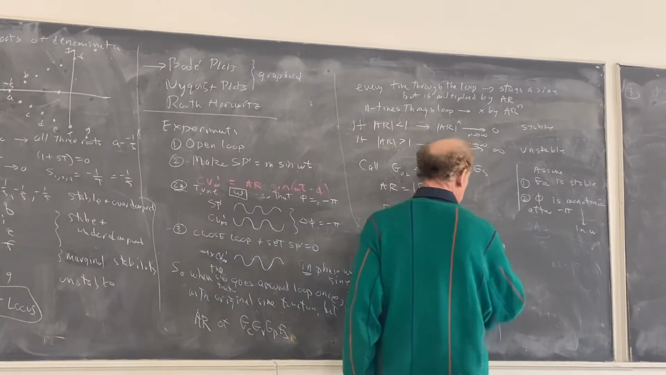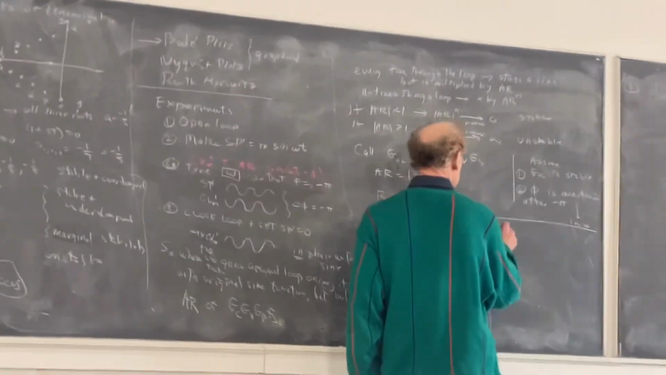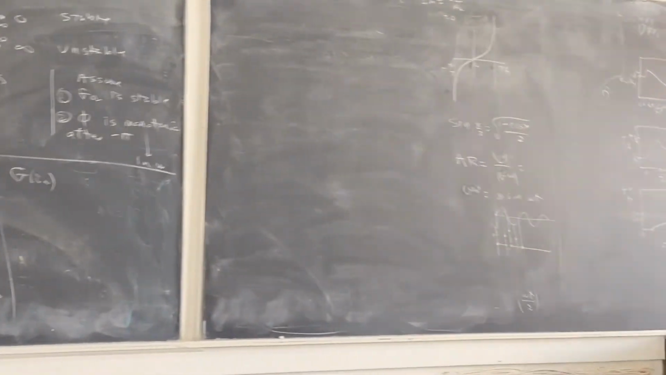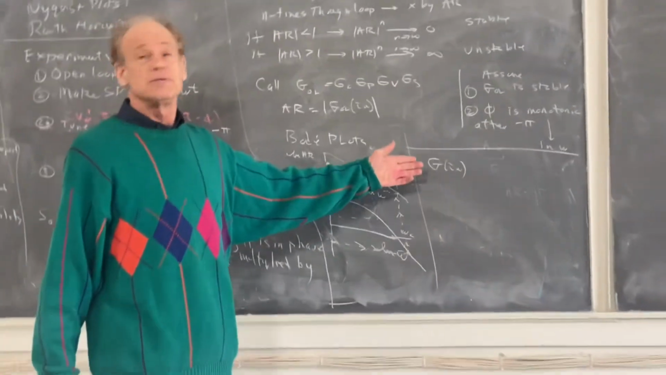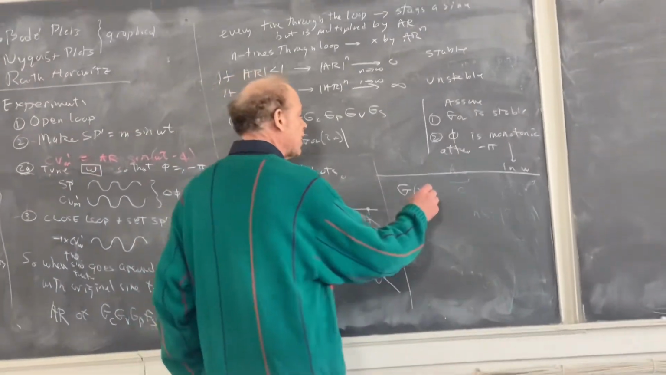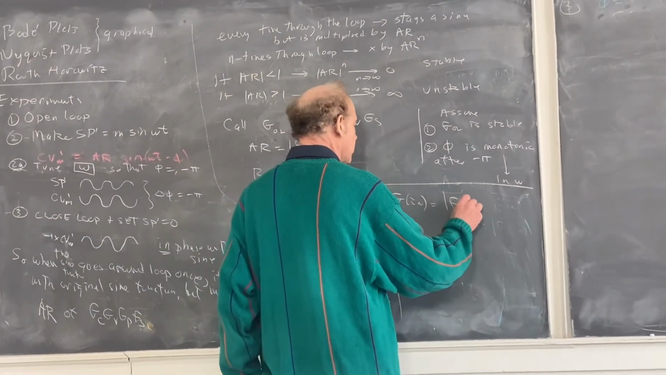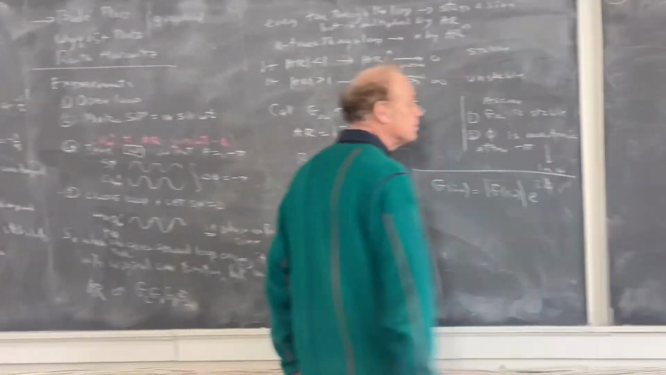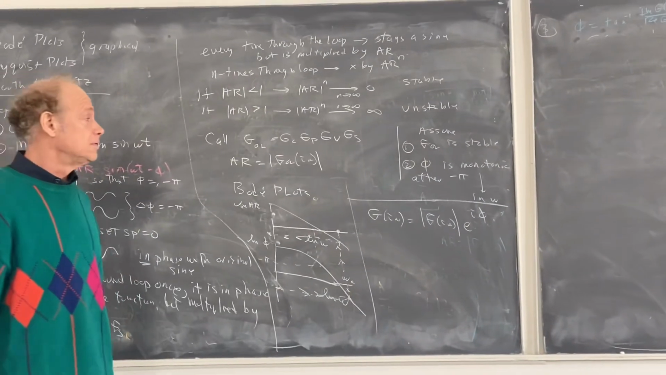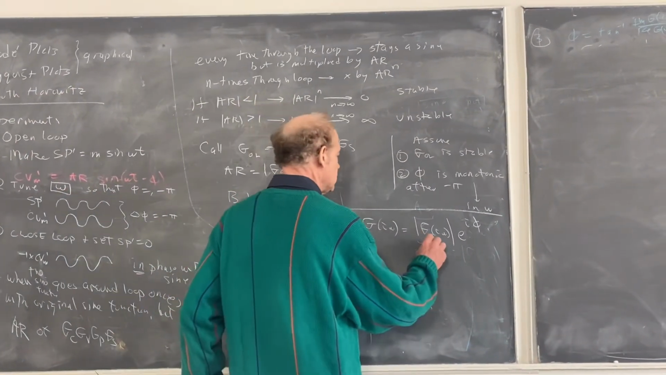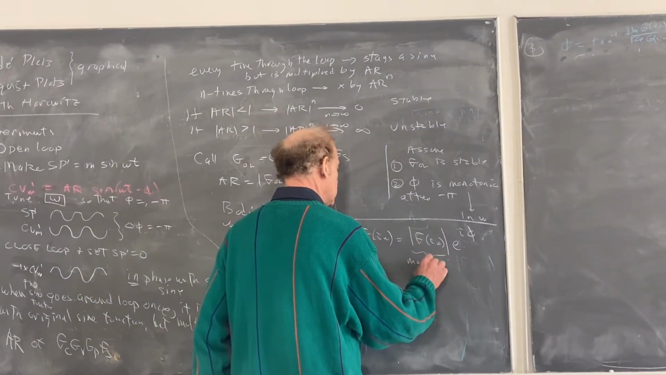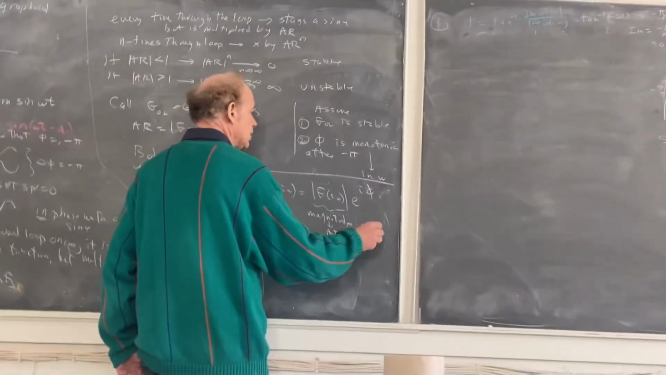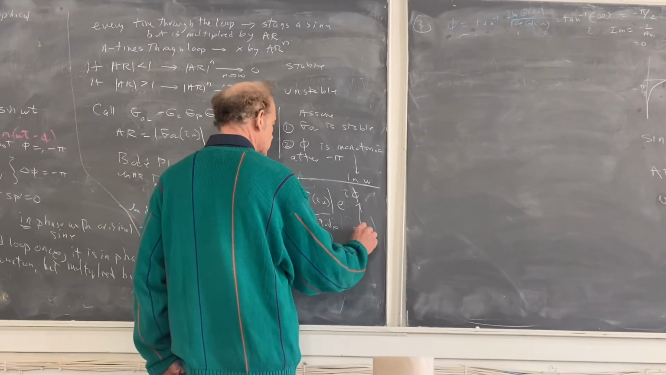So let's recall that a g, say g of i omega, because that's something I'm going to need, is a complex number. So I could write it as a magnitude, |g(i omega)|, times e to the i phi, where this is the magnitude, which is also the amplitude ratio, and phi is the phase angle.